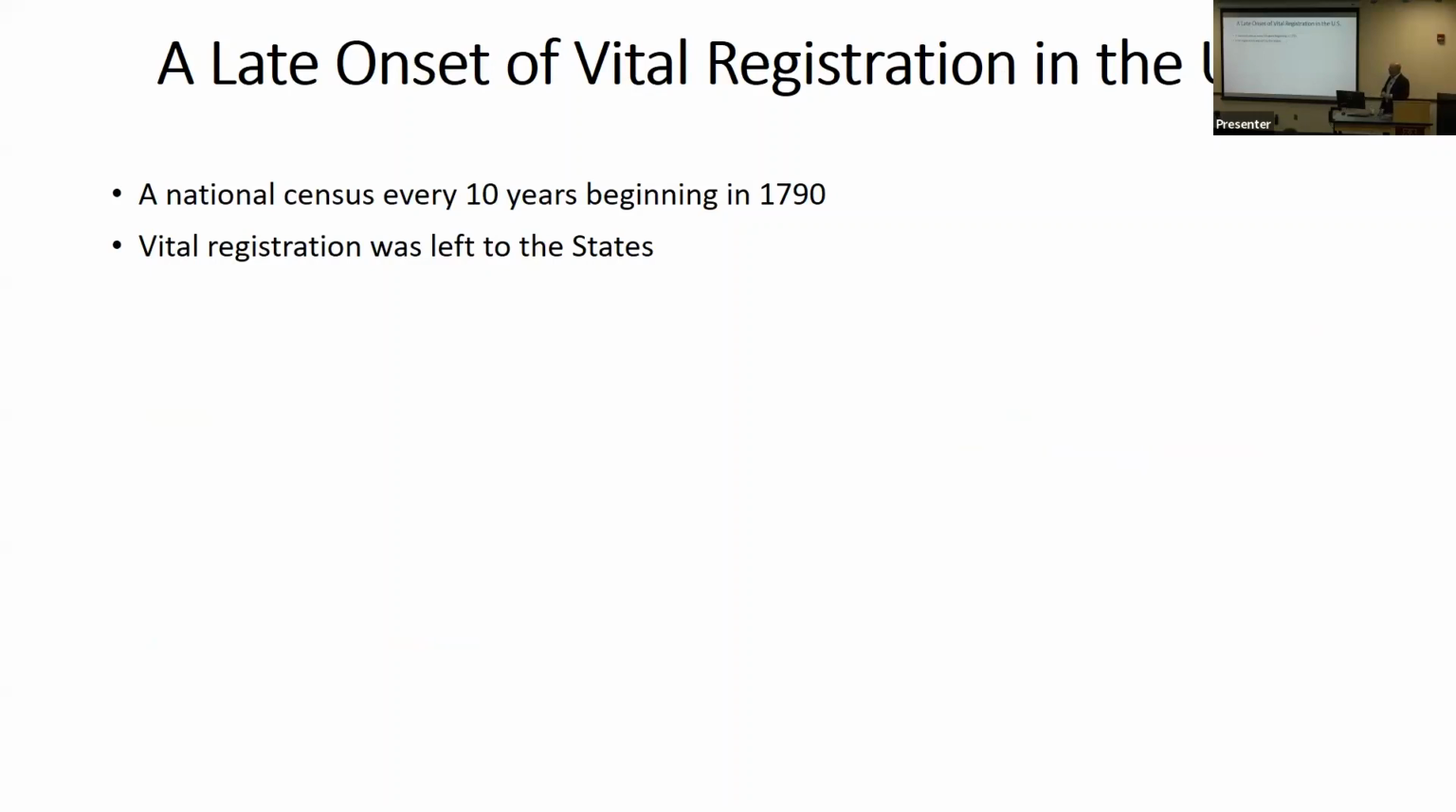So a bit of background here. The United States is relatively late among developing countries in the 19th century to establish a system of vital registration. It was left up to the states, as with many of the things we do here. Nationally, we had a census, and the census was required by the Constitution to be conducted every 10 years for the purpose of apportioning Congress, but nothing was required in terms of vital registration. So some states picked it up about 1840, Massachusetts in 1850, but most did diddly squat.